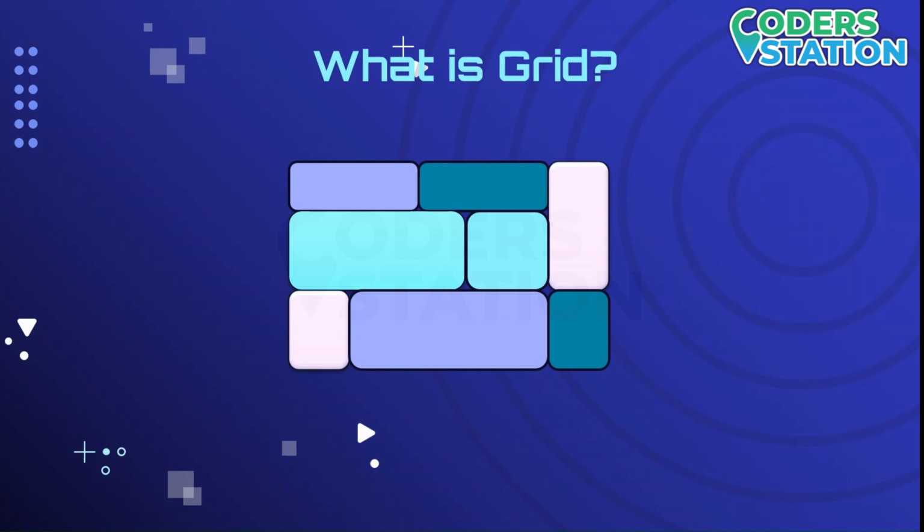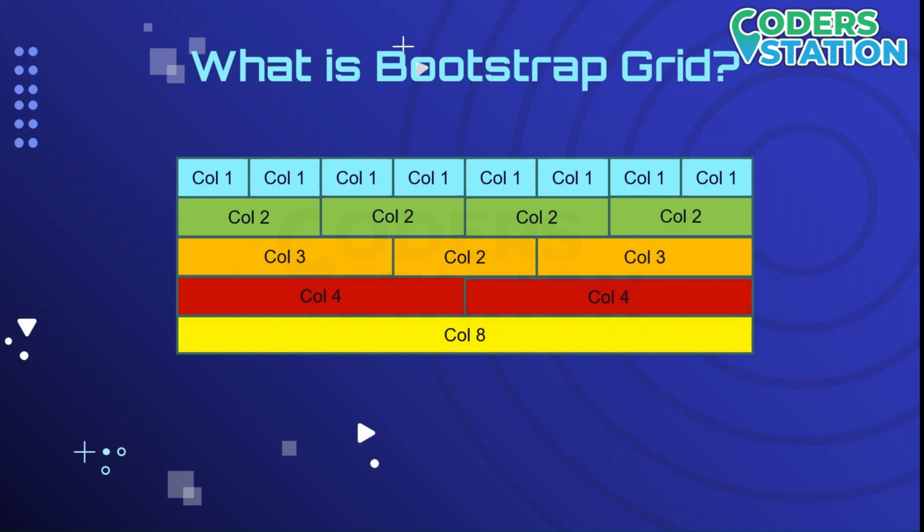Now the Bootstrap grid system takes this concept and applies it to web design. It divides your screen into 12 equal-width columns. These columns are your playground. You can combine them, split them, and even hide them depending on your design needs. For instance, if you want to create a layout with 3 equal sections, you will assign each section 4 columns using the col-4 class. So let's look at some extra examples too.